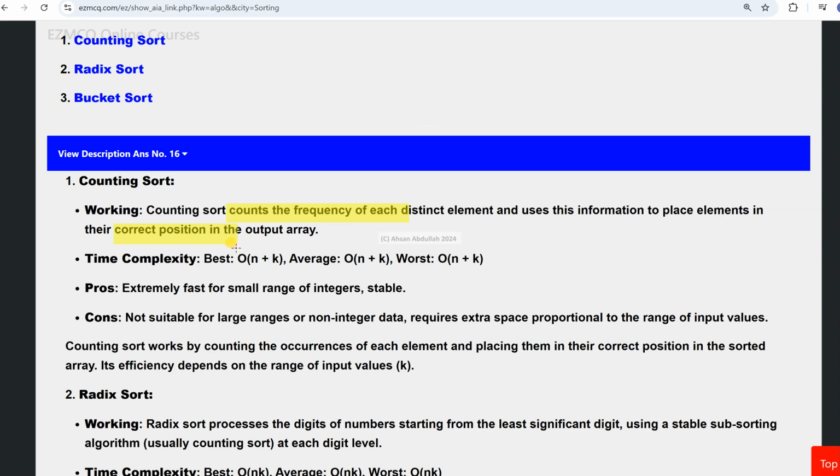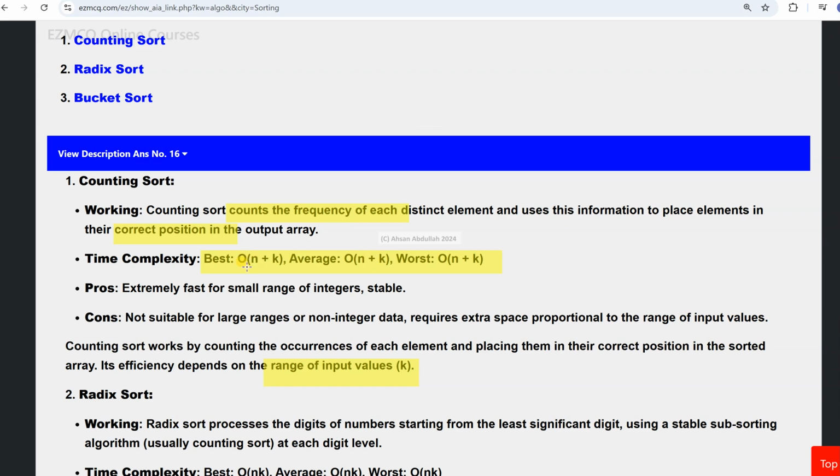The best case, the average case, and the worst case time complexity is order n plus k, where n is the number of elements, okay, and k is the range of the input values, right? For example, if there are 10 numbers and the range of the input values is up to 100, then k is significant as compared to n. K is like n square. So that's a limitation. Okay, that's a limitation.